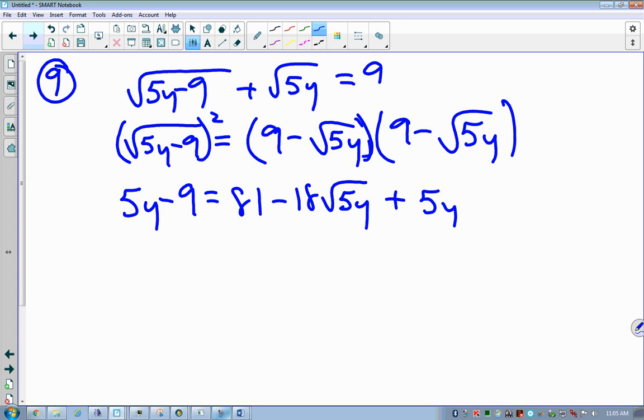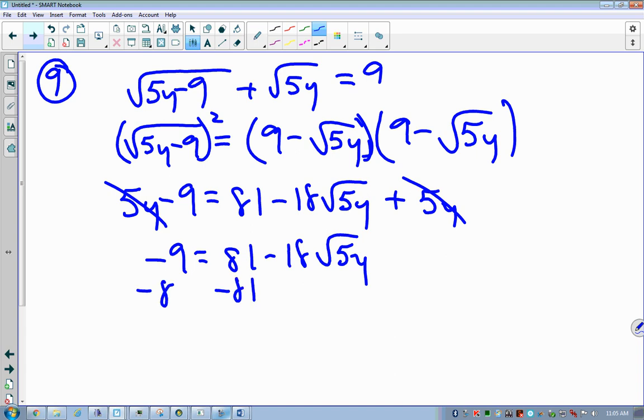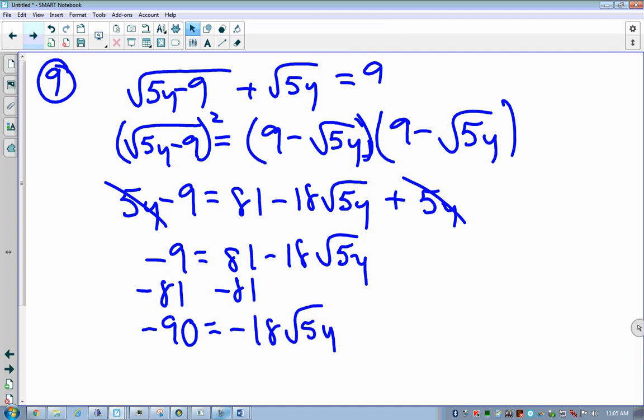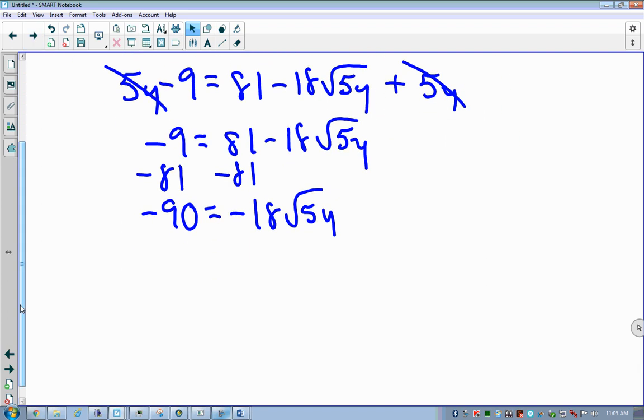All right, now one thing that I can notice about this as I begin to simplify and try to solve for y is that my 5y's cancel out, right? Okay, so I have negative 9 equals 81 minus 18 radical 5y. Okay, we're trying to isolate y. The first thing that we do is we're going to subtract 81 from 9, all right, which would be what, negative 90? Negative 90 equals negative 18 radical 5y. Okay, we're just following the reverse order of the order of operations because we're moving things across the equal sign, which has us do things in opposite order. So now I'm going to divide by negative 18.